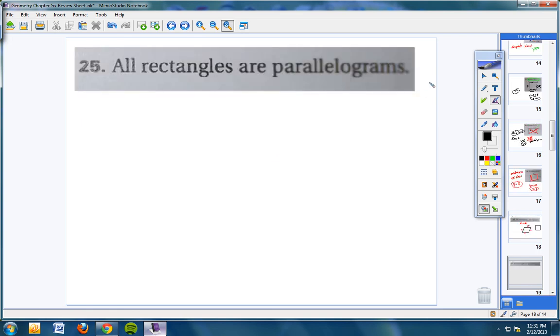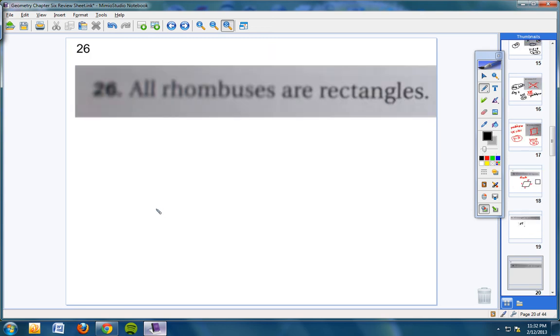Okay, number 25. All rectangles are parallelograms? Well, yes. That's the definition, guys. The definition of a rectangle. You remember the definition? You better know it for your test on Friday. It's a parallelogram with 4 right angles. So yes, a rectangle is always a parallelogram.